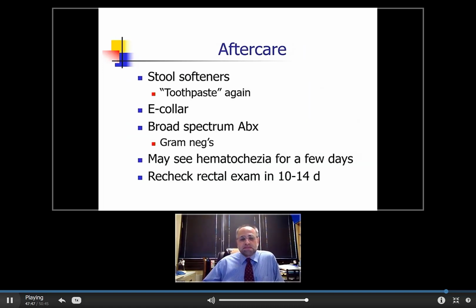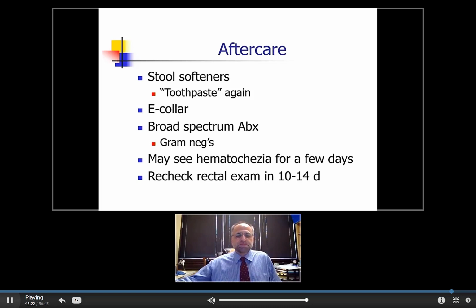malignancy. As far as the aftercare, again, we are going to treat these patients with stool softeners. I'm looking for that toothpaste consistency, something that's going to reduce straining and make it easy for the pet to have a bowel movement. Regardless of whether I have made a skin incision or if I've done an eversion technique, I do place an e-collar on these patients because they do tend to lick quite a bit back at that area. And so anything we can do to keep that area clean and minimize any chance of infection, we're going to take advantage of.